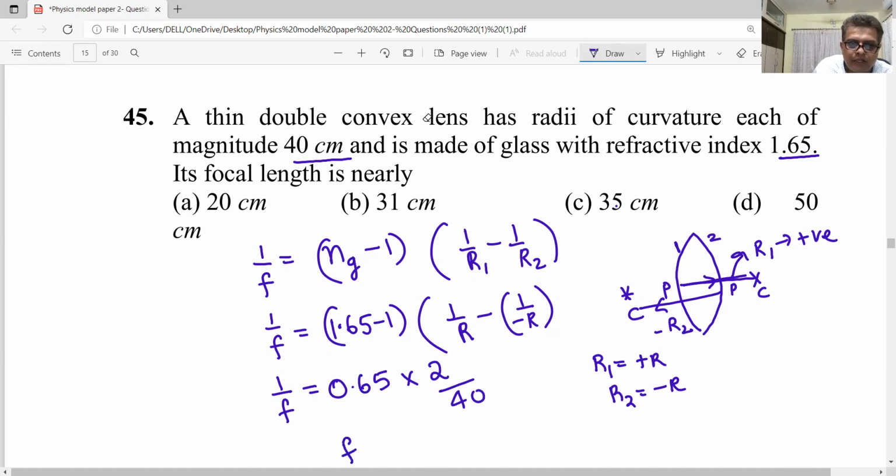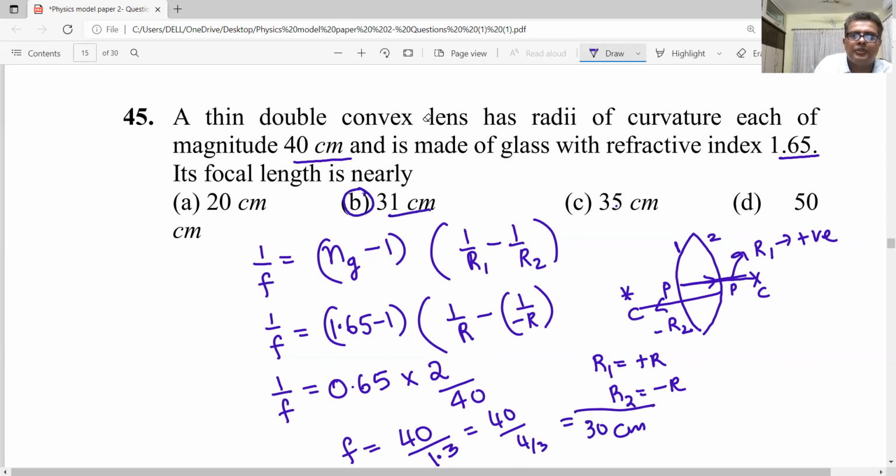So I want the value of f right now. f is equal to 40 divided by 2 into 0.65. 2 into 0.65 is equal to 1.3. 40 divided by 1.3, I have to do it. If it is a little difficult, you can take 40 divided by 1.3 as 4 by 3, roughly. So 4 ones are 4, tens are 10 into 3, which is roughly 30 centimeter. So we take the answer as option number B, which is 30 centimeter, the right answer.